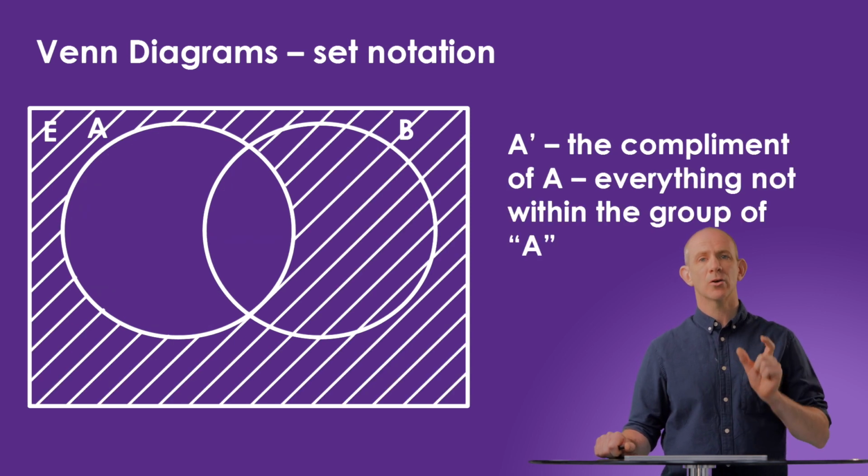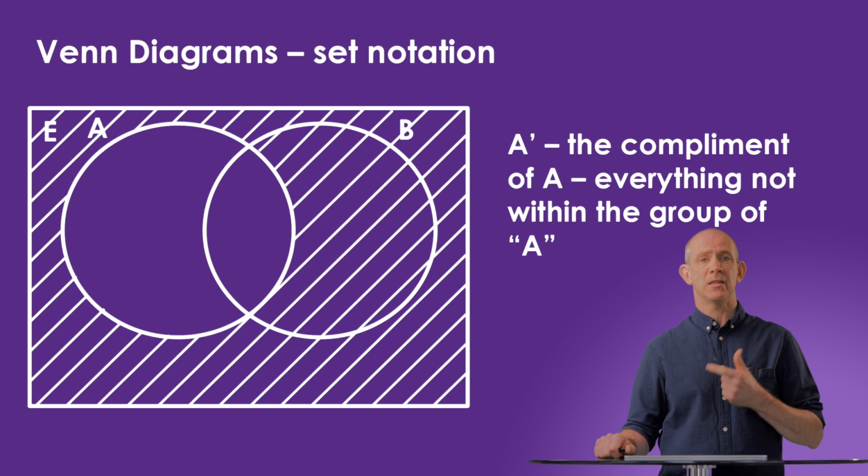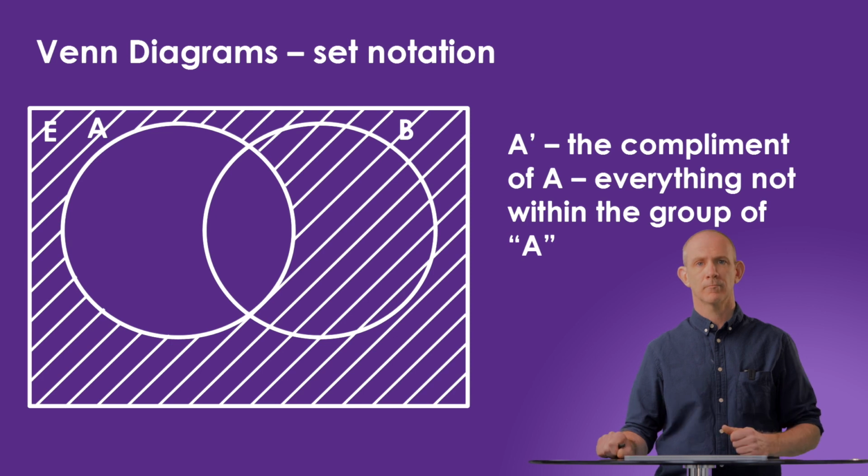Next, we'll see how the complement symbol is used, which looks like an apostrophe. This refers to anything that is not in set A, and can be shaded as follows. This means that even though something is in this section for B, it cannot be included in this group as it's still inside of group A.